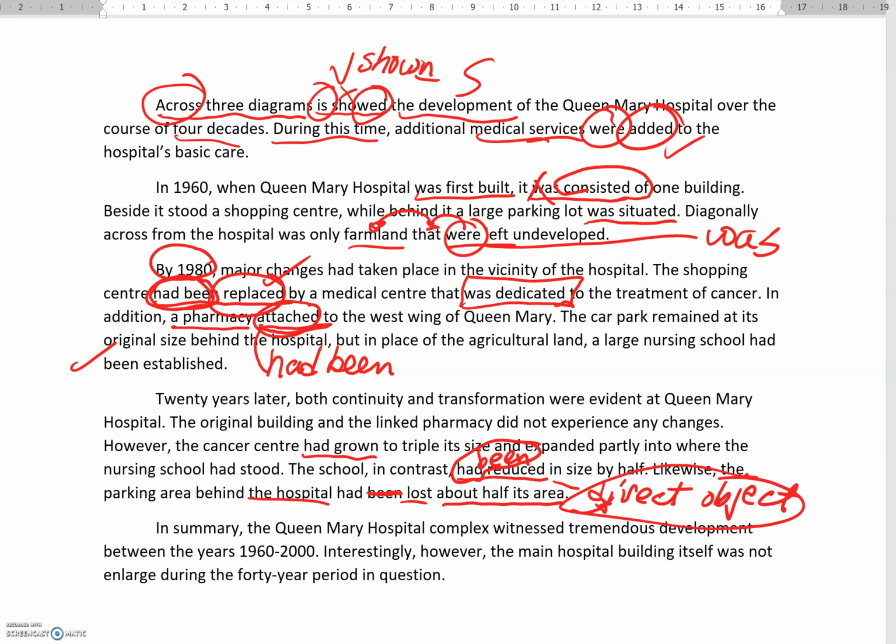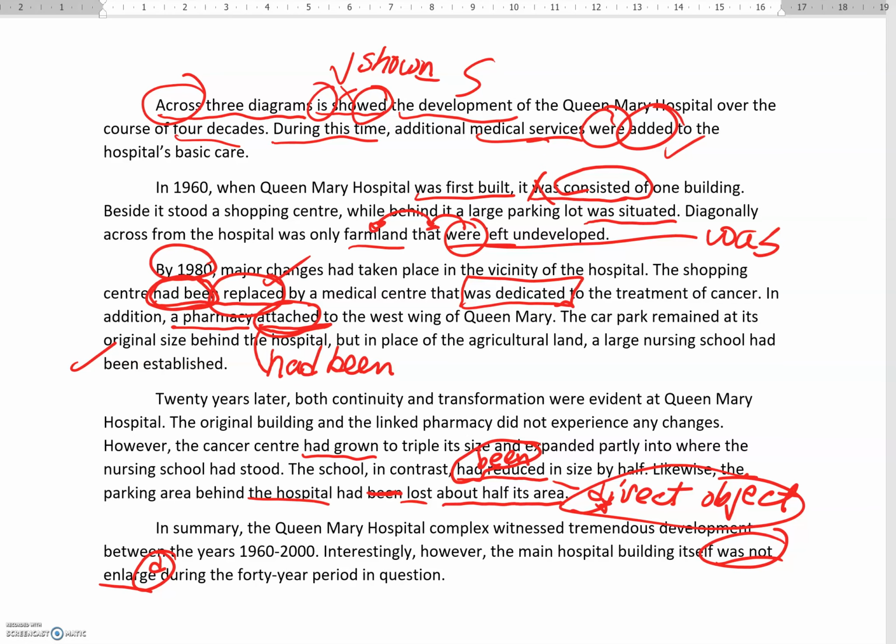Okay, last paragraph, which is the conclusion. In summary, the Queen Mary Hospital complex witnessed, saw tremendous development between the years 1960 to 2000. Interestingly, however, the main hospital building itself was not enlarged during the 40-year period in question. So this looks like a passive verb, but there's one problem. You might notice it. Enlarge isn't a past participle, right? The verb to be in the past is fine, but we need, in this case, an ed ending for the past participle. Was not enlarged during the 40-year period in question.